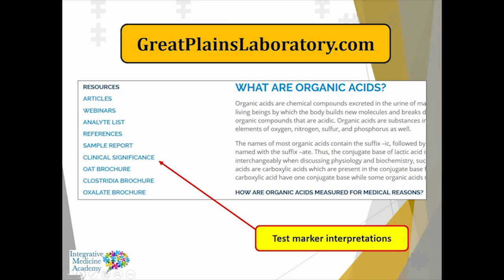If you go to greatplainslaboratory.com and go under the organic acid test section, there is a document called the Clinical Significance of the Organic Acid Test. It has all of the test marker interpretations. So if you see a marker on there, go read about it. If you have questions, you can always contact Great Plains directly and set up a time for consultation.